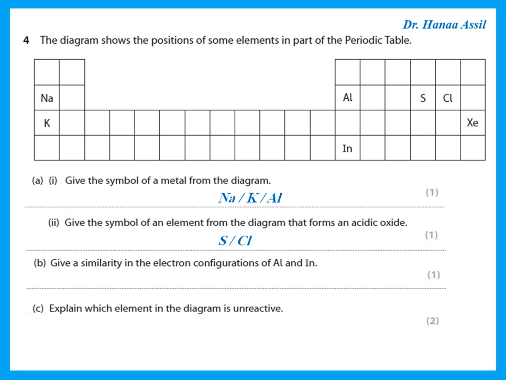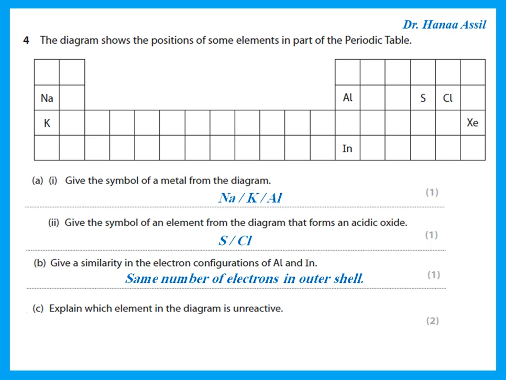Give a similarity in the electron configurations of aluminium and indium. Can you say where aluminium and indium are? They are both in the same group. The ones that are in the same group have the same what? They have the same number of electrons in the outer shell. So all of these are in group 3. So both aluminium and indium would have 3 electrons in their outer shell.